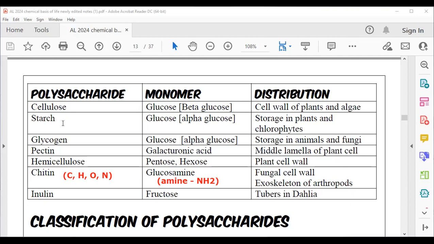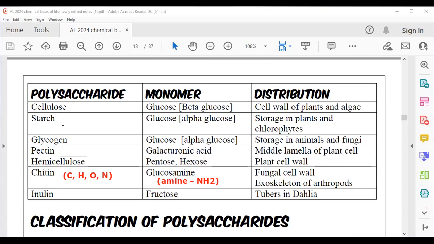Third, it is glycogen. It is also a storage polysaccharide. In whom is it stored? In animals and fungi.